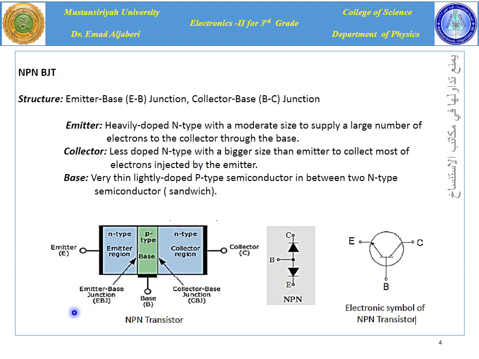This figure shows the structure of NPN transistor. It has three regions, as we have already said: emitter, base, and collector. The emitter is heavily doped n-type semiconductor, and the collector is also n-type semiconductor, but the number of electrons in collector is less than that of emitter. In between, there's a thin layer, which is p-type semiconductor, called base. As we see in this figure, the collector is bigger than the emitter. This will help the collector to collect most of the electrons that are injected from emitter to collector.